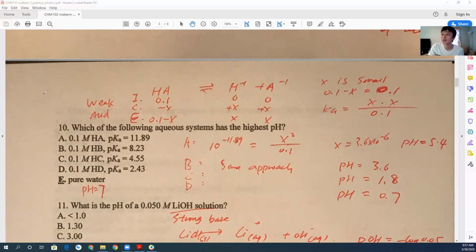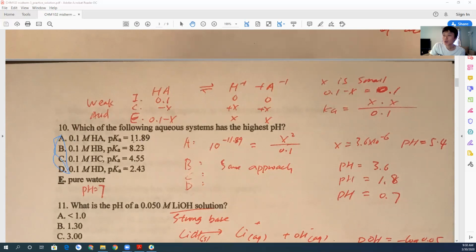pKa is the negative log of a Ka value. If a pKa is closer to 0 or very small, that means the acid is very strong. If the pKa value is close to 7 or even bigger than 7, that means this acid is very weak. In this case, we have 0.1 molar of each of these nonmetal hydride acids. Just by looking at these four, A, B, C, D, I know that for the same concentration, this HA will be the weakest, because it has the highest pKa value.